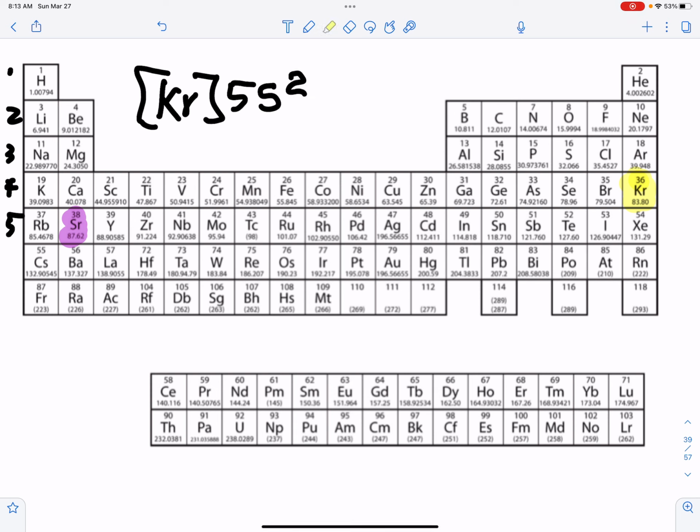which tells us obviously that strontium is going to be on period 5, and group number 2, because there's only 2 valence electrons on level 5. And that's what we have. Period 5, group number 2.